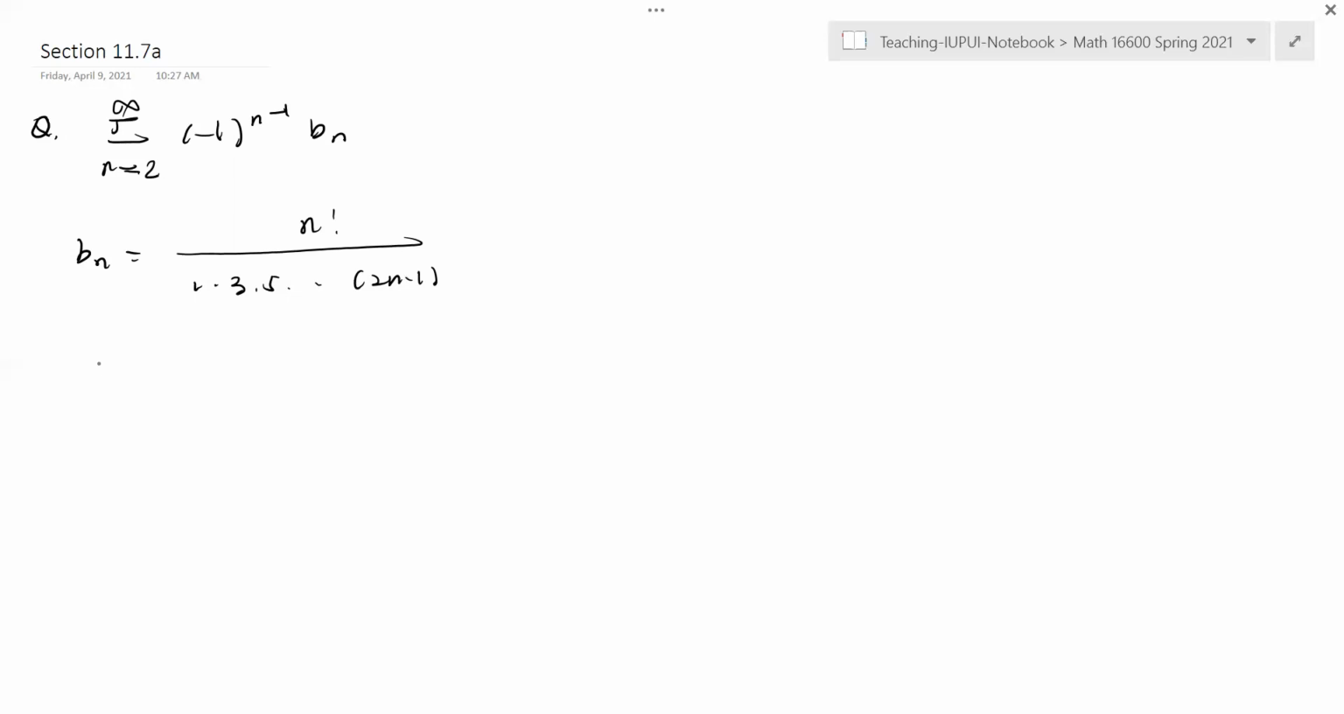Yeah, so for example, when n equals 2, that's 2 factorial over 1 times 3, right? Yeah. So let's start from here.